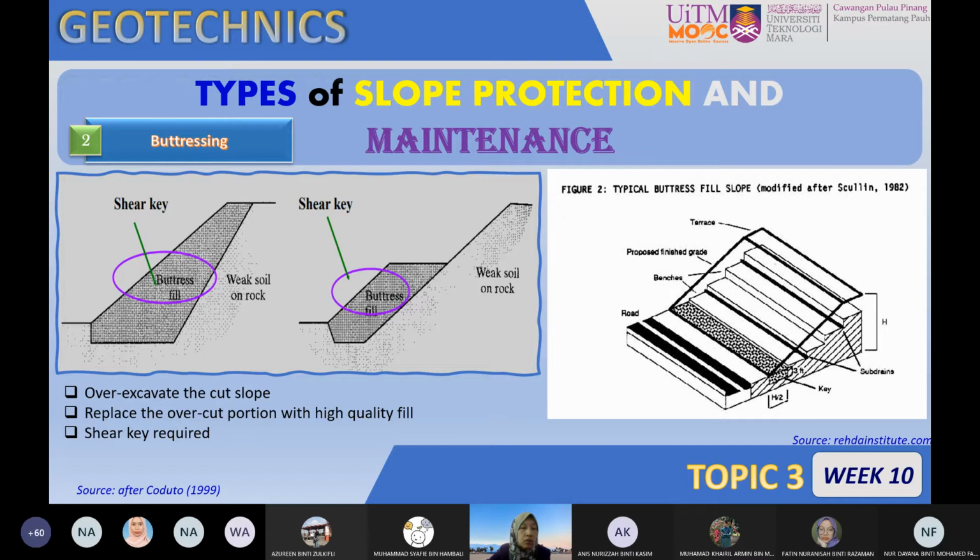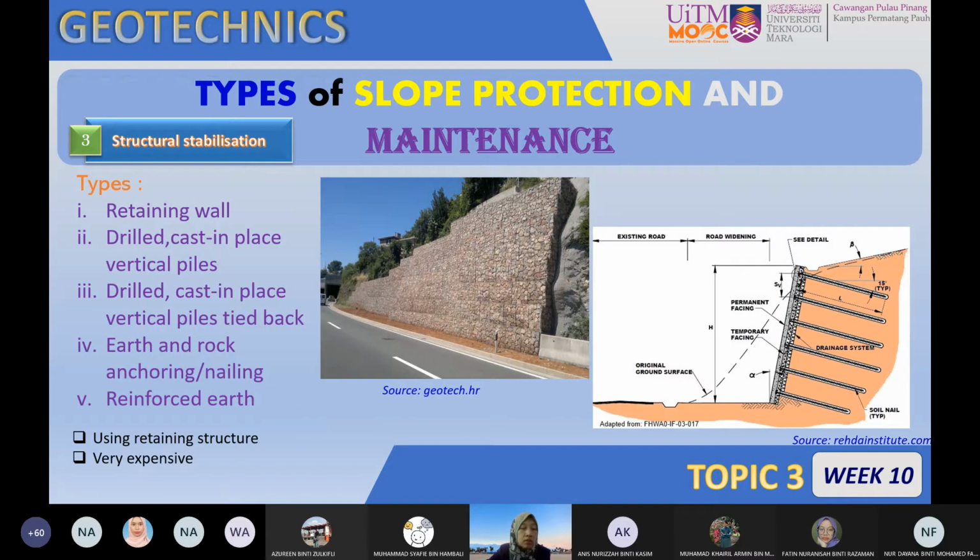And the next one is using structural stabilization. Structural stabilization is a common method that we have seen in slope maintenance. For example, here we can use a retaining wall, such as a gabion wall and a gravity wall, or you can have drill-cast-in-place vertical piles, tie-back earth and rock anchoring, nailing, and reinforced earth. So these are the things that you might commonly see.